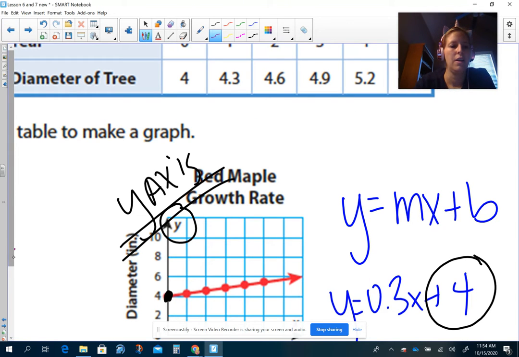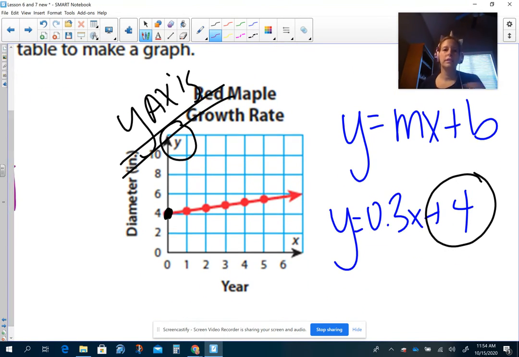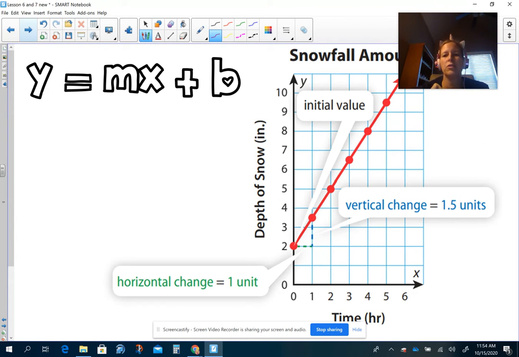Okay, so my y-intercept is extremely easy to find on a graph. It's where it goes through the y. Last week we talked about the snow falling. Do you remember our snowfall story? And so here's my little snowfall amount. And look where my y-intercept is here. Where's my initial value? Do you see it? Okay, good. Did you see that it's this 2 right here? That's where it starts on the y. So your initial value is your y-intercept.